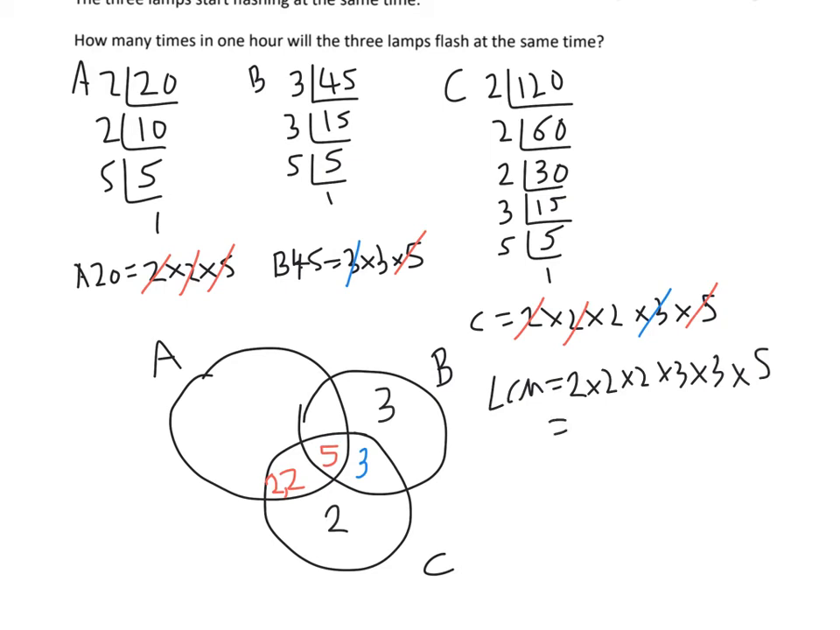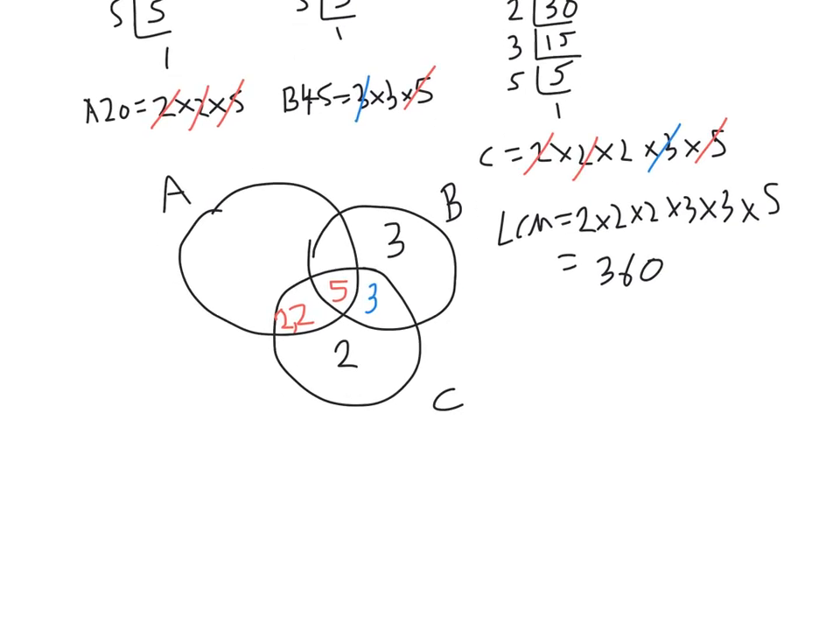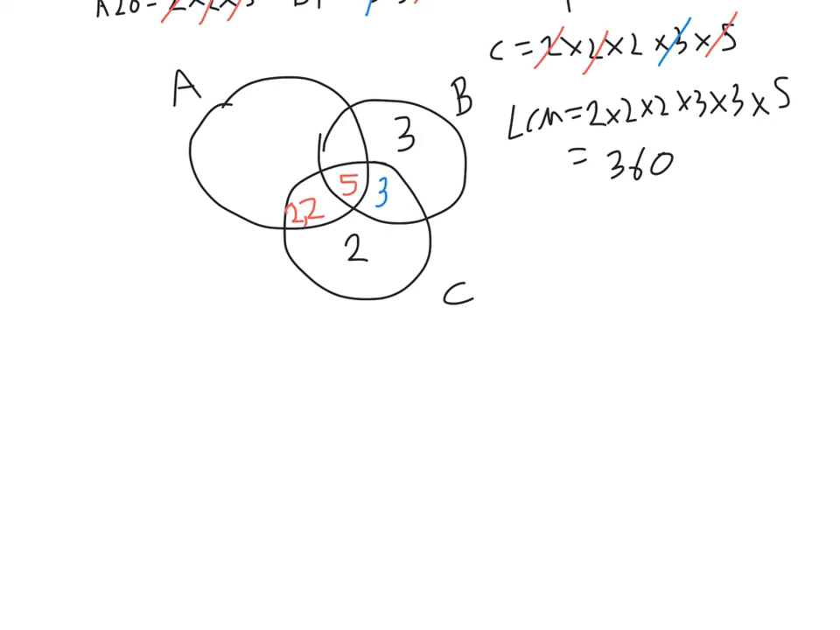Quickest way to do that calculation actually would be to notice that all the numbers in the Venn diagram are actually all in C, apart from the number 3. So if you get this number, C, which is 120, and just triple it, that'll work out that calculation. So 360. So what does that mean? Every 360 seconds, the lights will flash together. A will have flashed a lot of times, B a lot of times, but C will only flash 3 times, and it's not until the third time, at 360 seconds, that they will all flash simultaneously. So the lowest common multiple is 360.